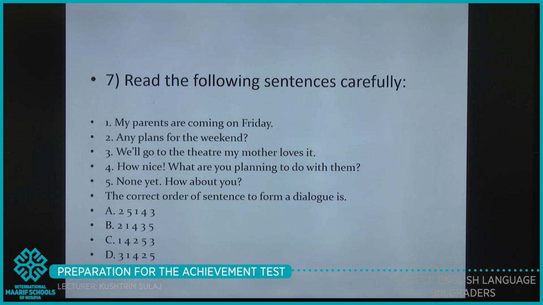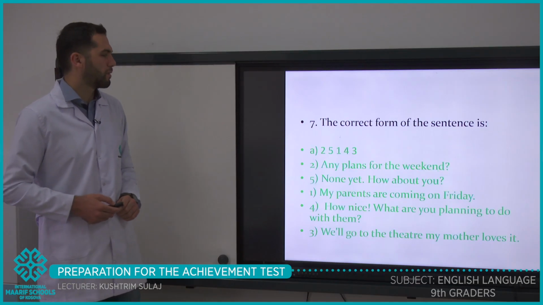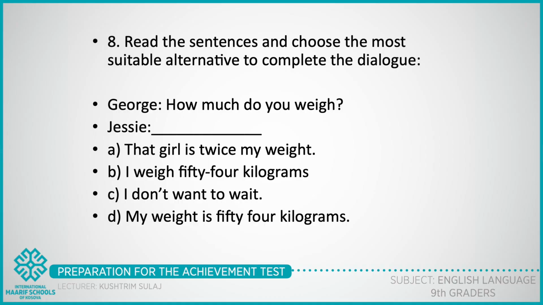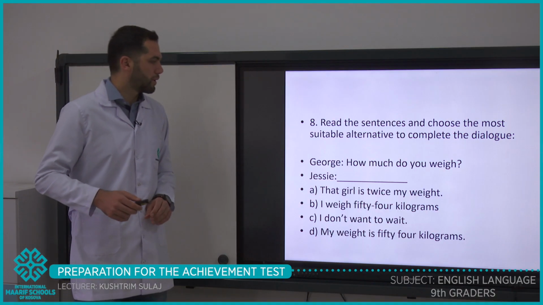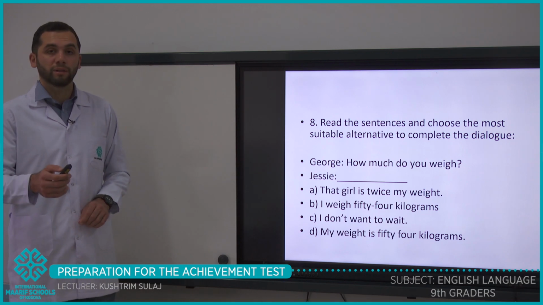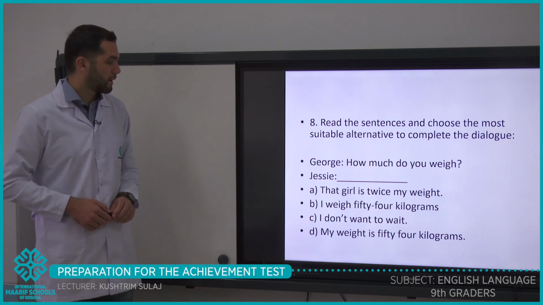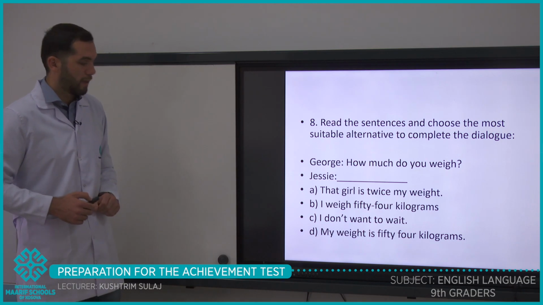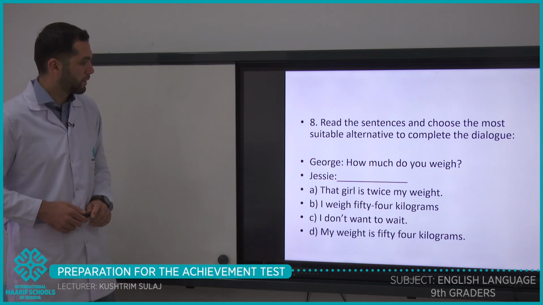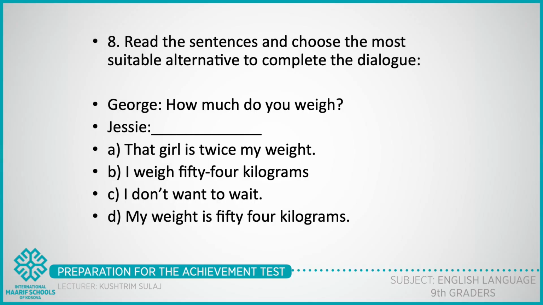My mother loves it. So this is an easy question again for you. Number 8. Again, a conversation between George and Jesse. And the instruction says, read the sentences and choose the most suitable alternative to complete the dialogue. George, how much do you weigh? This is actually a direct question. Jesse is giving options. A, that girl is twice my weight. What about that girl? No one sees that girl. B, I weigh 54 kilograms.